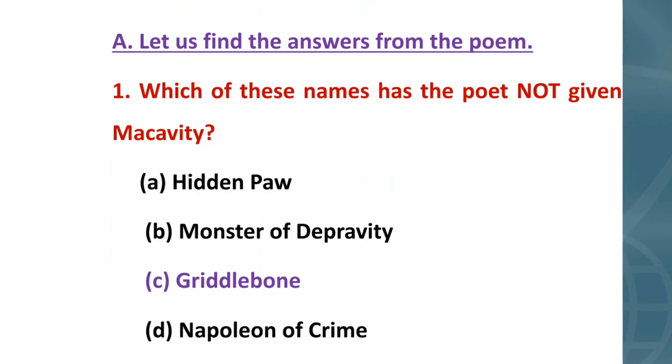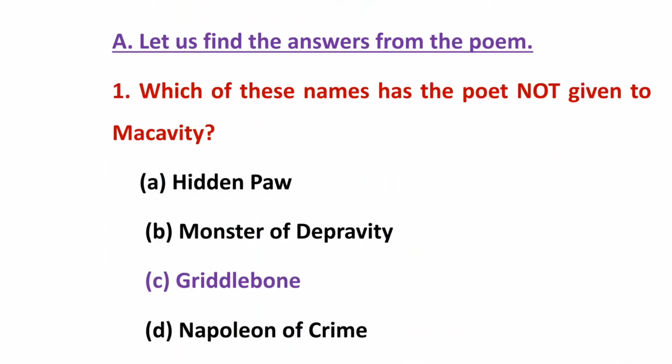So now let's start from page number 71. Look at the questions on the page. Let me start from the Get Going section in your book. Look at section A. Let us find the answer from the poem. The first question is, which of these names has the poet not given to Mccavity? One among the names was not given by the poet to Mccavity, so we have to pick it out.